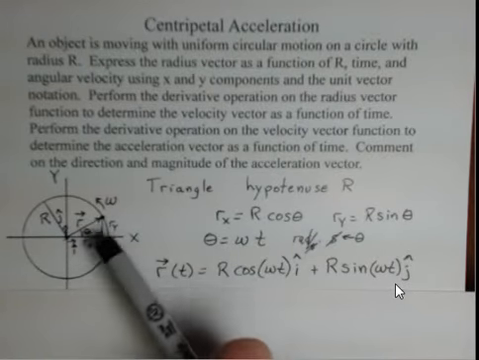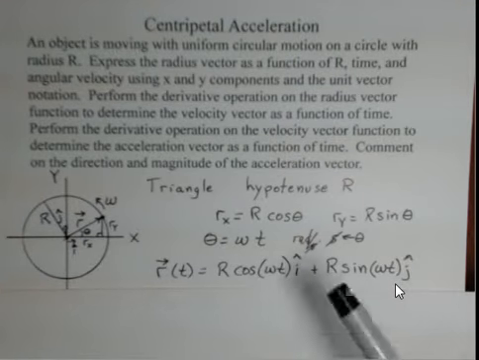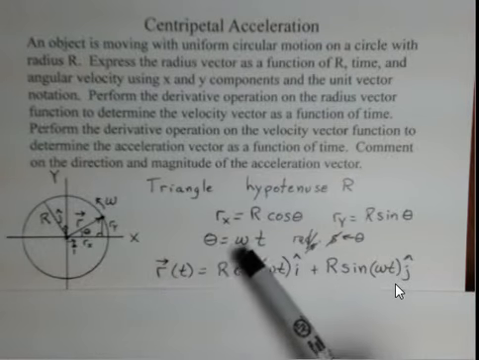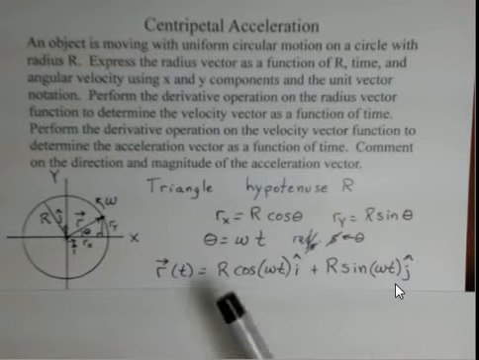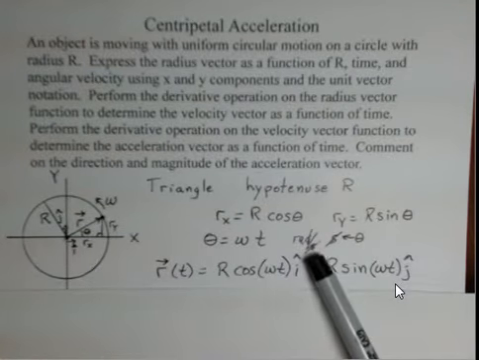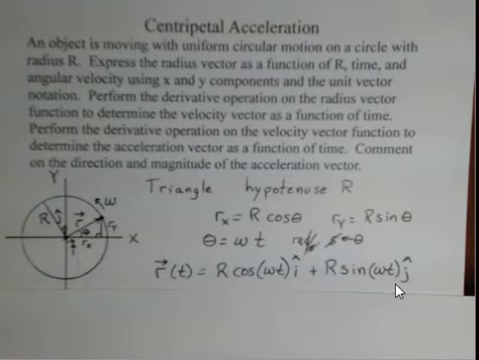R sub y is opposite to the angle. So hypotenuse multiplied by sine of theta gives us the length of that opposite side. Theta itself is calculated by taking omega and multiplying by time. Omega is in radians per second. Time is in seconds. Those units cancel, and we get theta with the units of radians as we should.